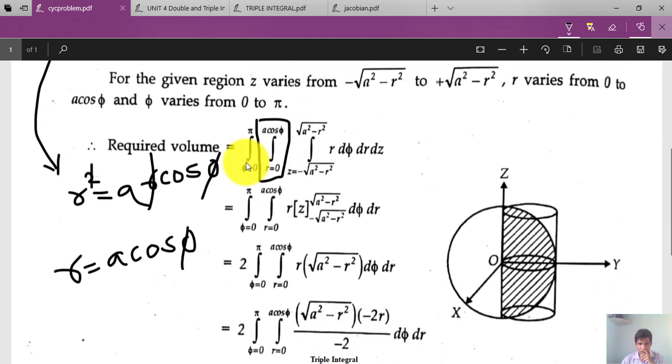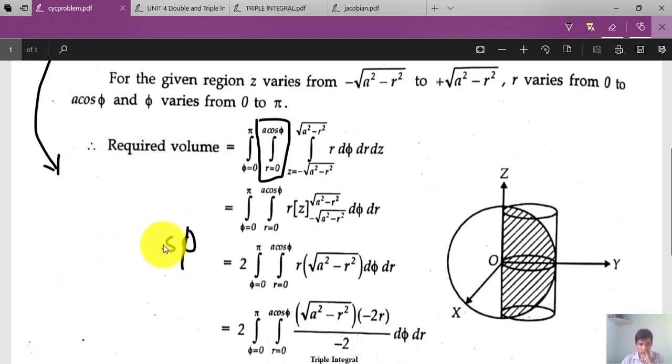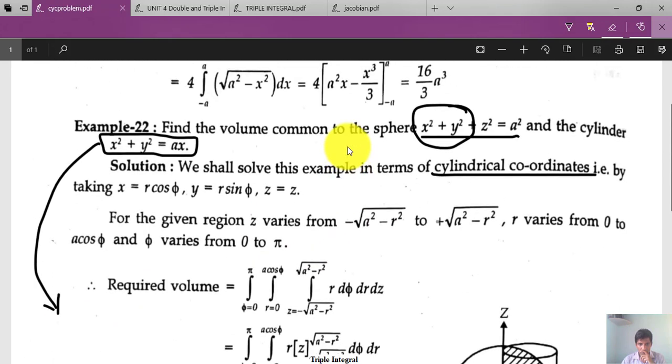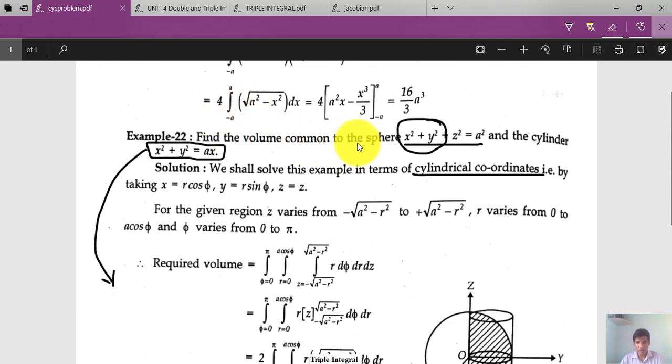So please pay attention. And finally, what will be the angle? The angle will be 0 to pi, it is moving like this. So that is complete. Fine. So you understood how you are taking the values. Then let me come to the evaluation part. Let me have a glance. Find the volume common to the sphere, and the sphere equation is given, and the cylinder is given.